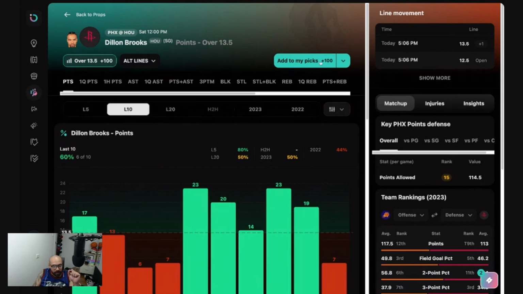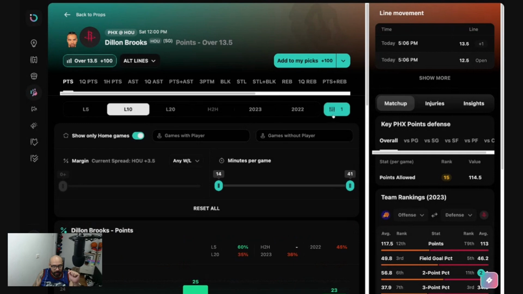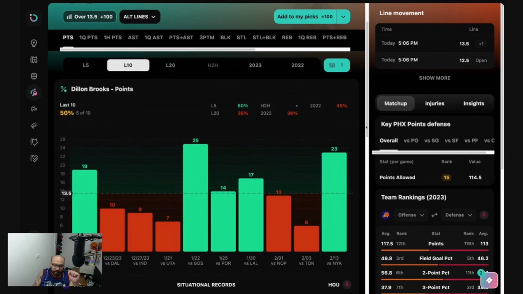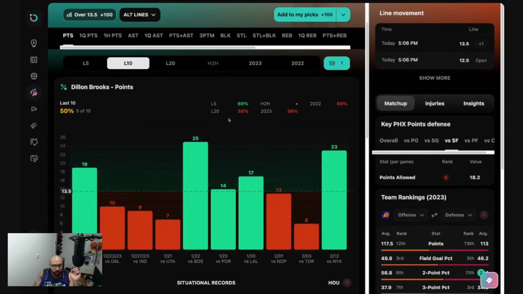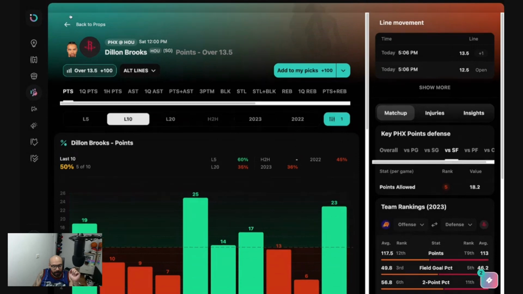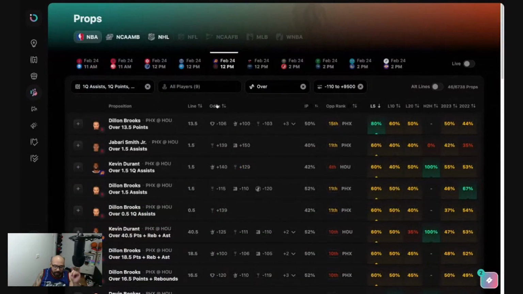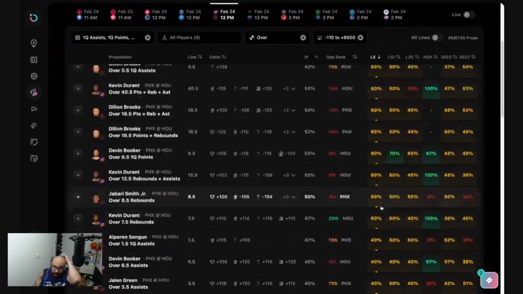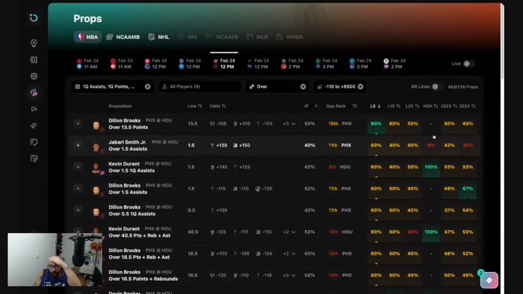So the Houston Rockets are at home. Let's check out Dylan Brooks' last 10 games at home. And he's hit this in 5 out of his last 10. The matchup is a difficult one. The Phoenix Suns allow the 5th fewest points to small forwards on the season. So Dylan Brooks, sometimes I bet on you. Today, I am not going to. So, yeah, looking at the hit rates over the last 5, nothing really compelling.